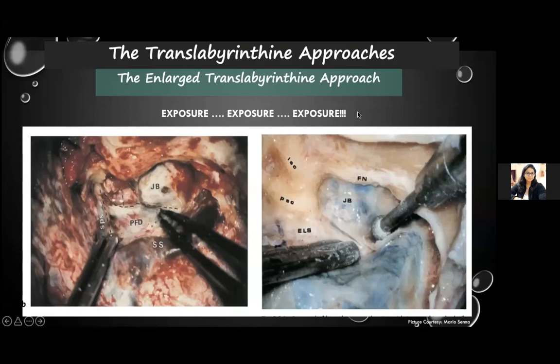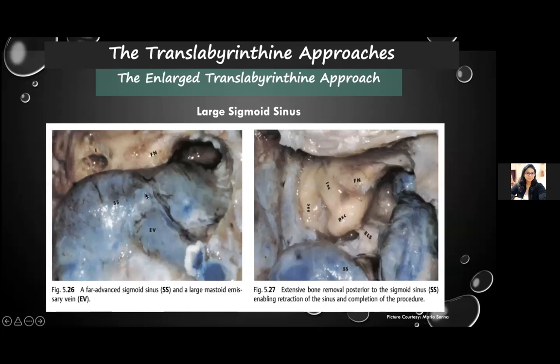Now here we can see exposure is the key to any surgery. So likewise here all our efforts are first to make a good exposure. So all the drilling posterior to the sigmoid is also keeping in mind that we can retract the sigmoid sinus so that it doesn't come into our view and it gives a good exposure. Now another important point is we should not miss to drill away the bone between the sigmoid sinus and the jugular bulb. So that is another important point to be kept in mind.